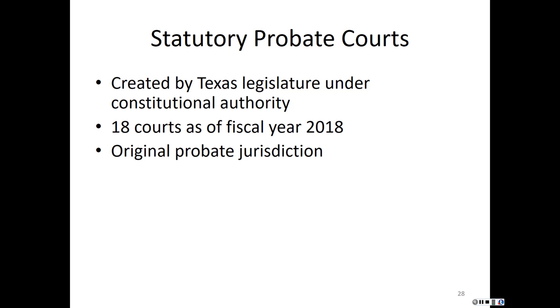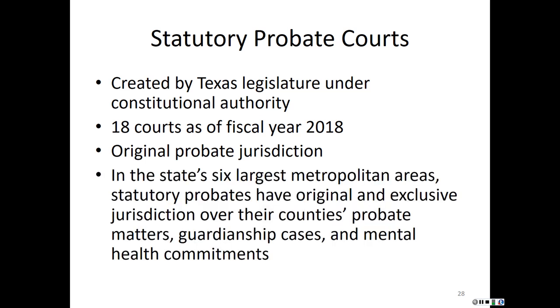Now, let's talk for a second. I'm getting ready to come up with a lot of words up here. Let me explain. In the state's 6 largest metropolitan areas, so the state's 6 largest cities, we have our own statutory probate courts. They have original and exclusive jurisdiction over their county's probate matters. So Harris County or Houston, then Dallas and Austin, probably Houston, Dallas, San Antonio, probably Austin, probably El Paso.